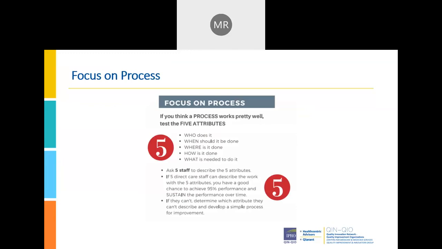If you think a process works pretty well, so you probably have something you say, this is working good, test 5 attributes. Who does it? When should it be done? Where is it done? How is it done? What is needed to be done? Ask 5 staff to describe these 5 attributes. If 5 direct care staff can describe the work with the 5 attributes, you have a good chance to achieve 95% performance and sustain the performance over time. So very good. If they can't describe certain attributes, determine which ones and develop a simple process for improvement. So it's very important, keep it simple.